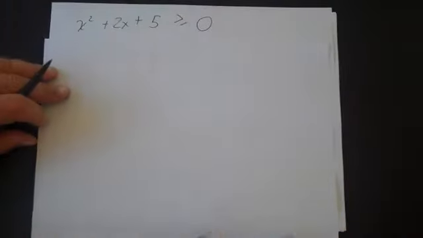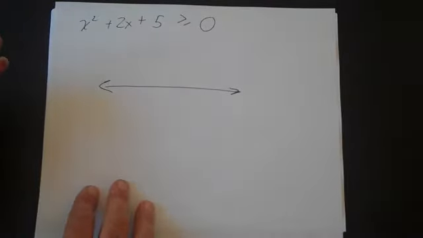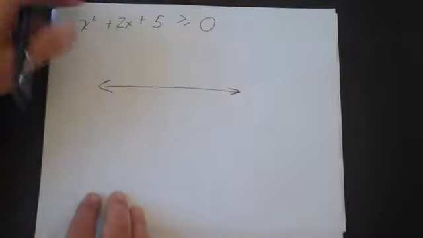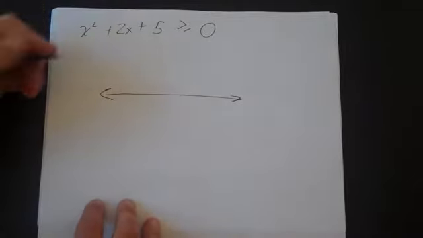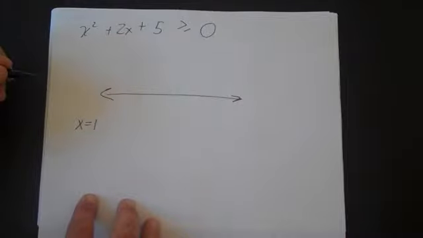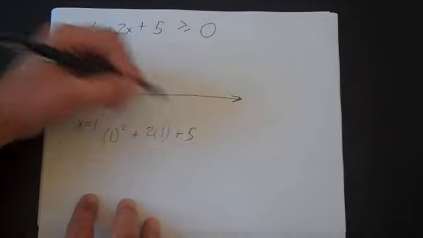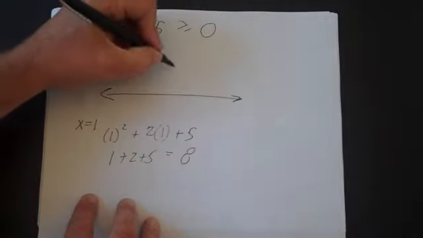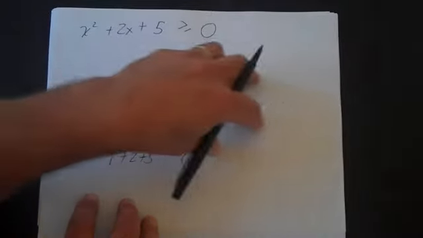So when I do my intervals, if there's no critical values, then all I have is a single number line. If I have a single number line, that means I'm only going to have positive values or only negative values depending on my interval. And so I'm going to test any point. Let me test x equals 1. That's an easy one to test. So that's 1 squared plus 2 times 1 plus 5. 1 squared is 1, plus 2, plus 5. That's 8. So that means this interval, which is the only interval, is positive, which means this is always positive.